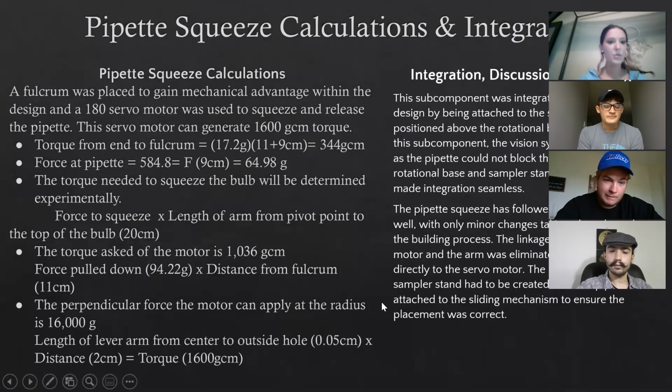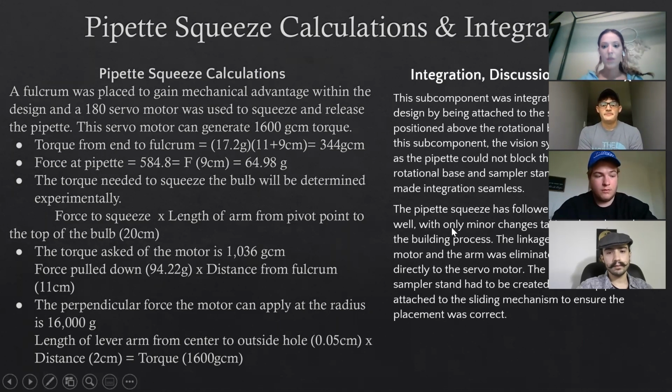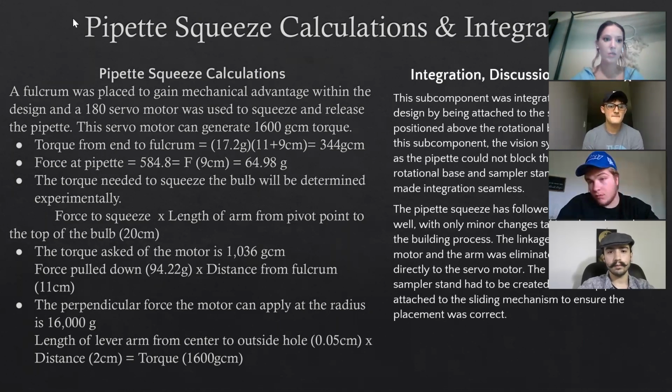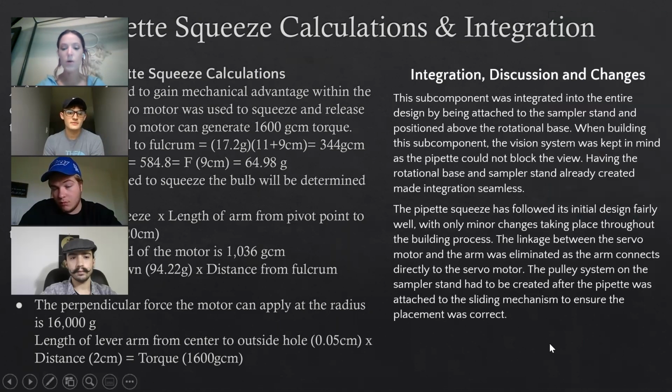For the pipette squeeze, the main calculations were calculating the torque needed for the servo motor. The servo could generate 1,600 grams per centimeter of torque. While building the design, I ran into a problem with getting the arm to squeeze precisely, so we made some changes so that it would squeeze the correct amount of water from the sample. But overall, it ended up working really well.